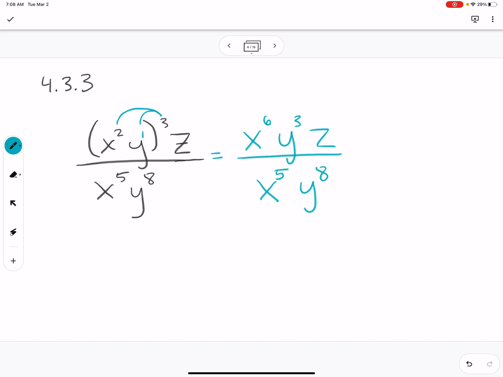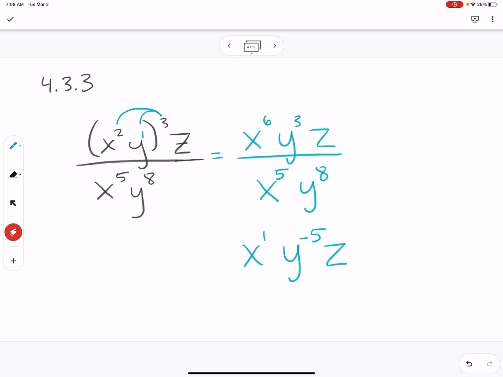So x to the 6th over x to the 5th, we're subtracting. That would give us x to the 1st, because I did 6 minus 5. Y to the 3rd over y to the 8th, we are subtracting. When I do 3 minus 8, I'm going to get negative 5. And then this z, there is no other z in this problem, so I just leave the z alone.